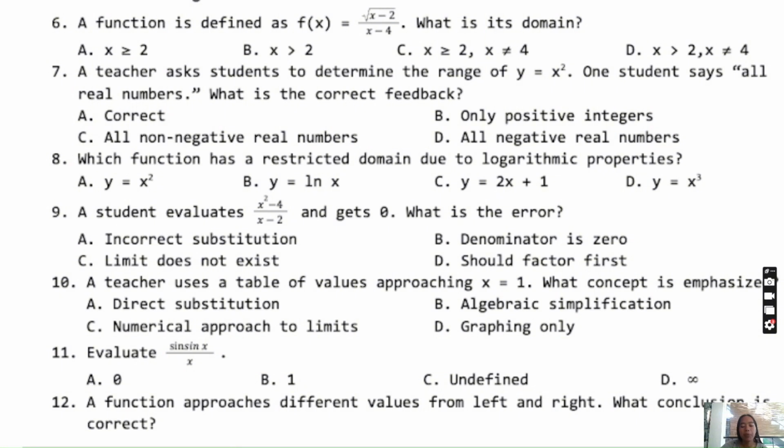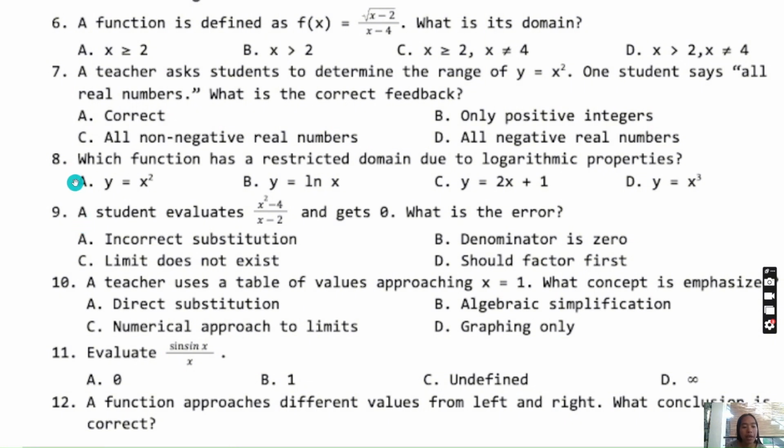Because when any real number is squared, the result is always 0 or positive. This means the function cannot produce negative values. So the range is y is greater than or equal to 0. That is why our answer is letter C.